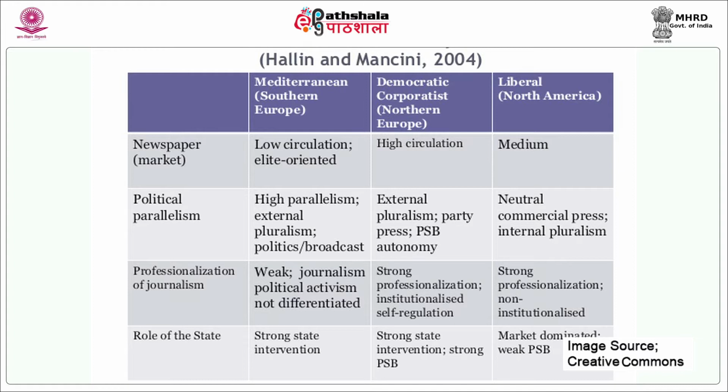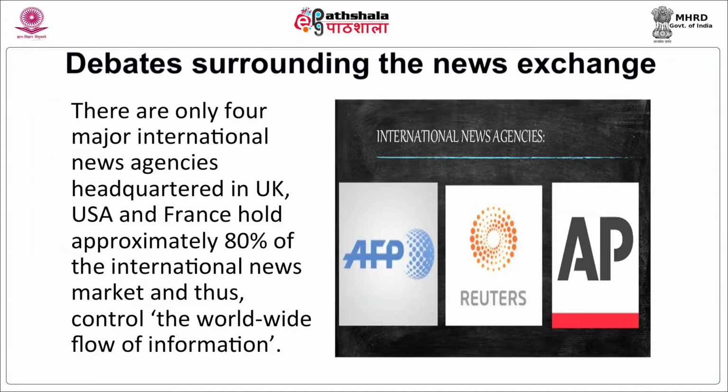The polarized model found in Italy, Spain, and France to an extent, and the democratic corporatist model found in Scandinavia and Central European states. Interestingly, there are only 4 major international news agencies headquartered in the UK, USA, and France. They hold approximately 80% of the international news market and thus control the worldwide flow of information.